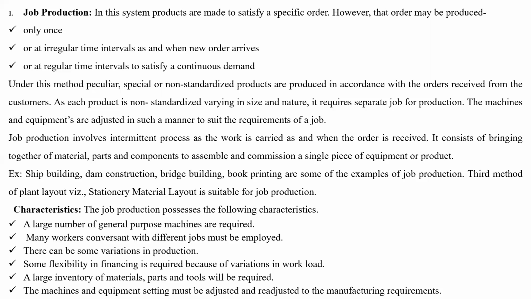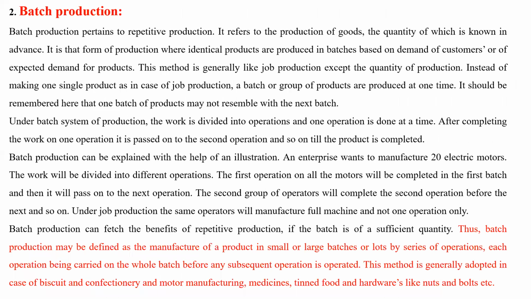So this is one type of production system. Usually it will be matched to production units which make specific orders or job-related orders. Next we talk about another aspect, batch production.